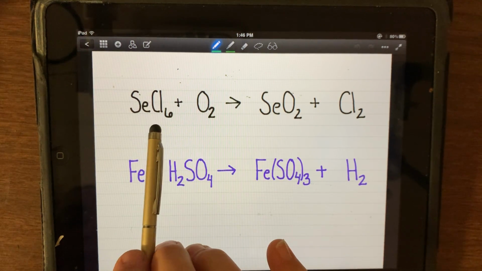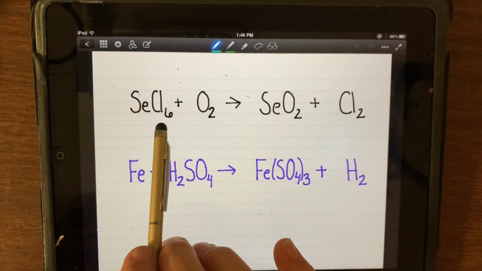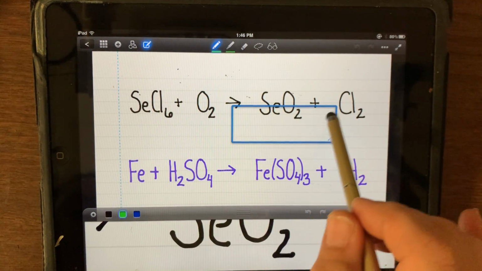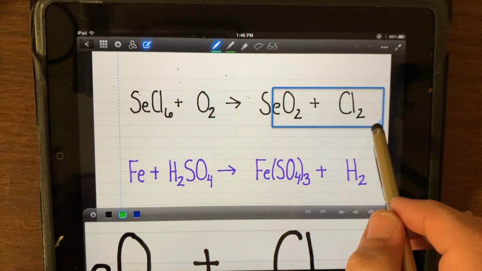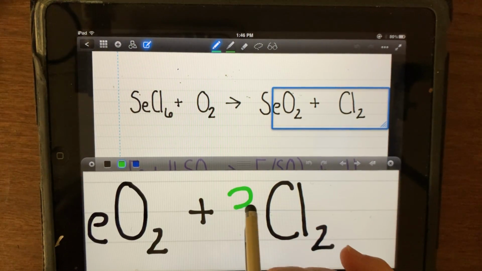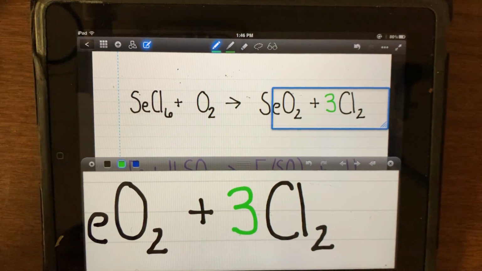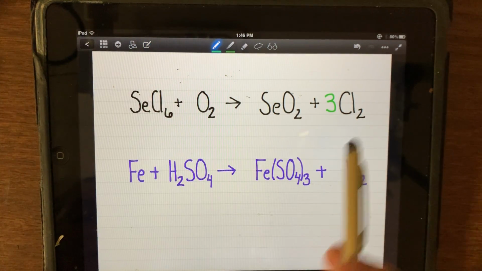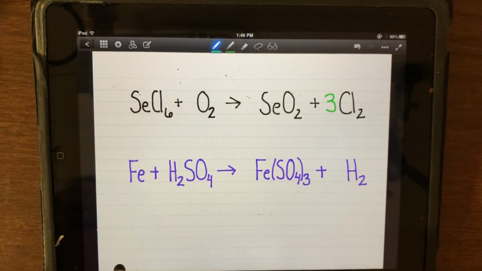Then I'm going to go after the chlorine. Now I have 6 chlorine here, and I have 2 chlorine here. So in order to make this go to 6 chlorine, I'm going to put a coefficient of a 3 out front. I can't change anything about the equation, but I can add coefficients out front. Now I have 6 chlorine.